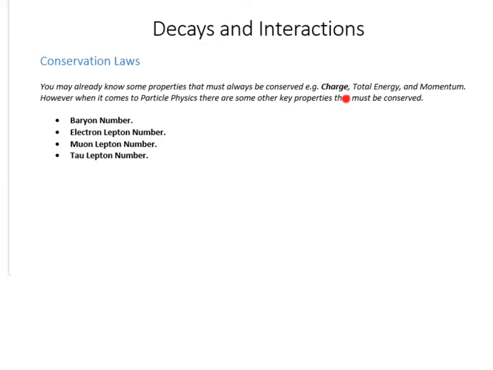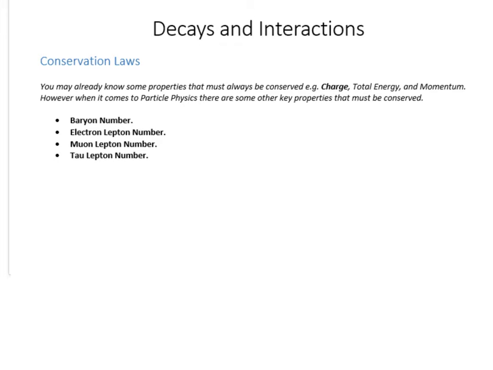So you might well, from electricity for instance, know about conservation of charge. From GCSE you'll know that energy has to be conserved, and those of you doing mechanics might know about momentum and how it has to be conserved as well. In particle physics, those all still have to be conserved, but there are some other properties that must also be conserved. They are baryon number, electron lepton number, muon lepton number, and tau lepton number. I'll explain those in a little more detail in the next slide.